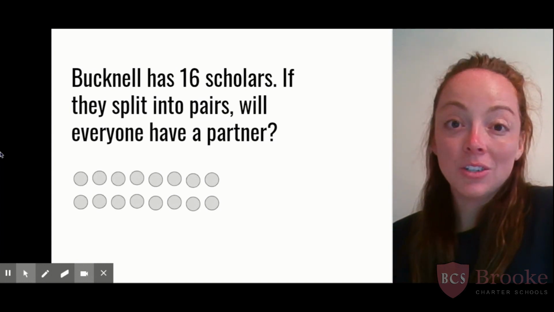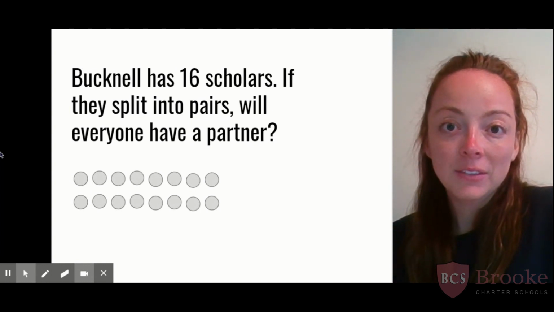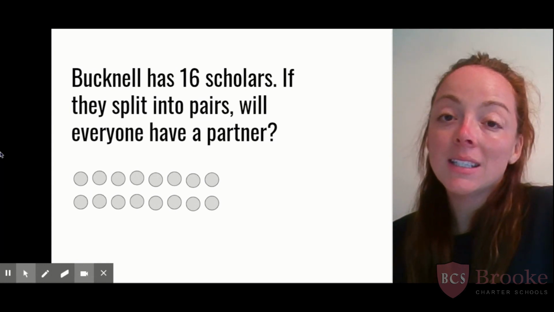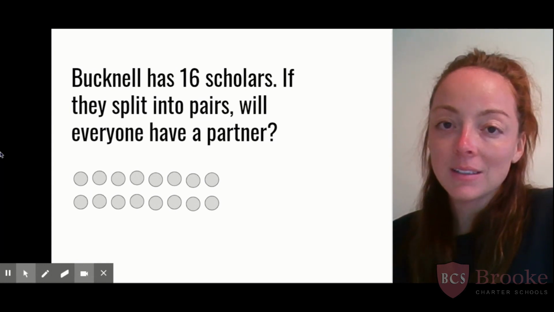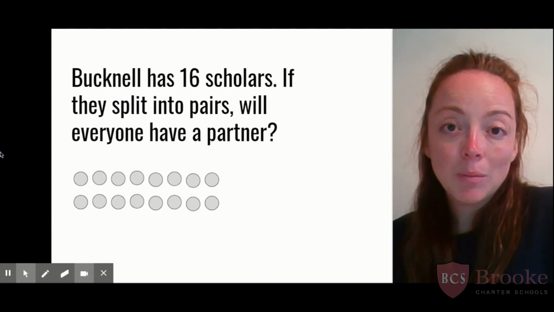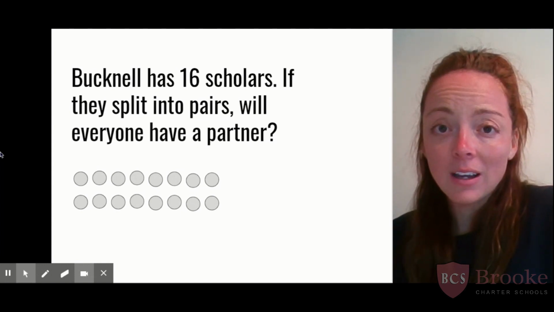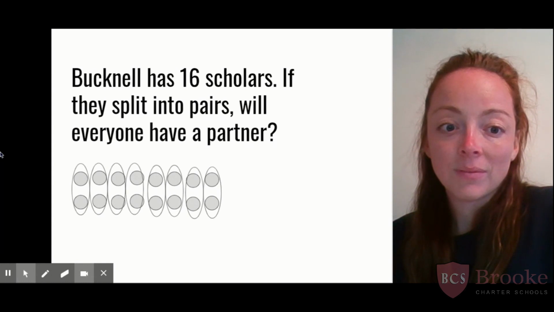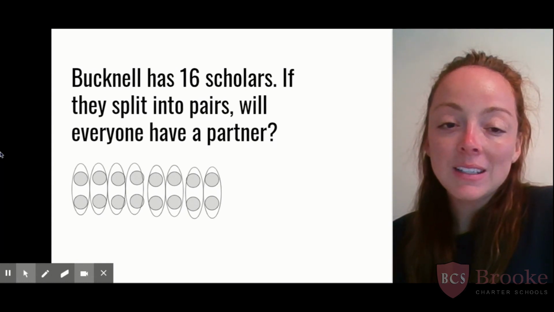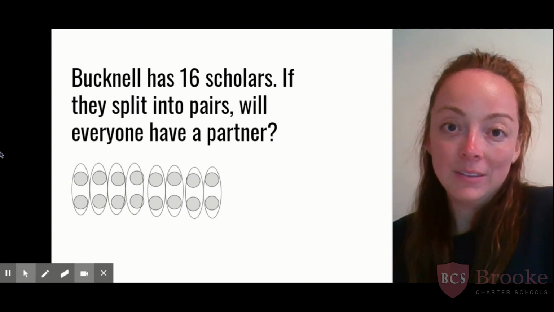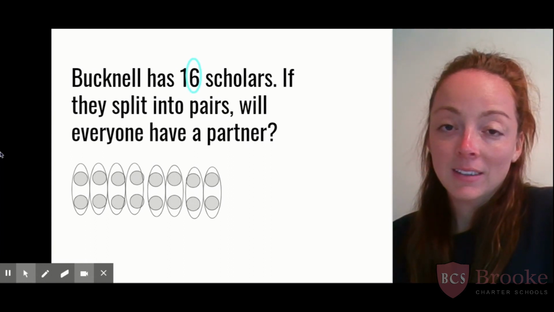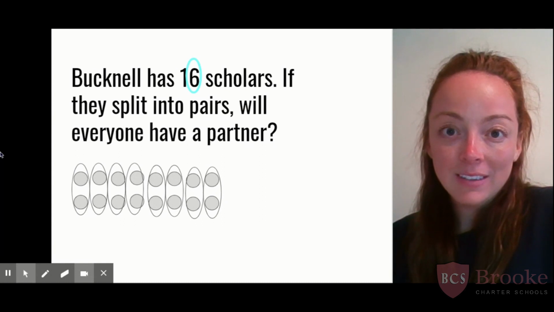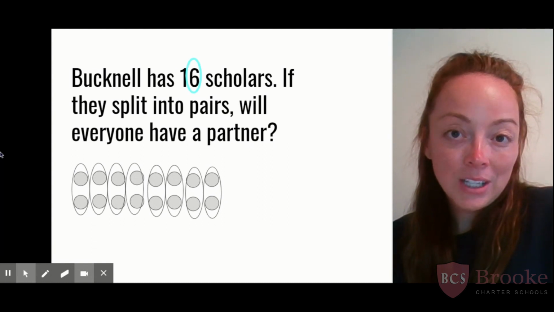One way to solve is to draw every student in Bucknell. So here I drew 16 scholars. I just used circles to represent scholars so I could be a little faster. Now I'm going to put them into partners and see, is this even or odd? When I put Bucknell into partners, everyone had a partner, which tells me this number's what? Even or odd? Exactly, even.